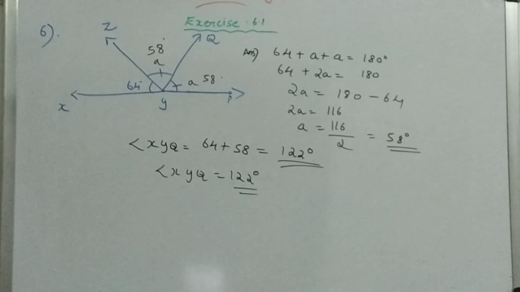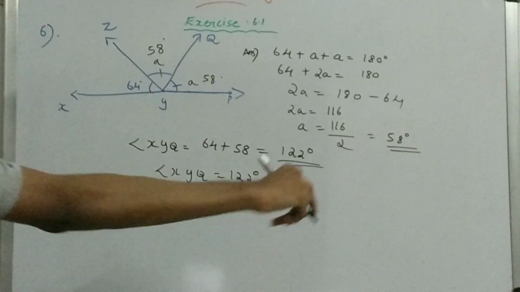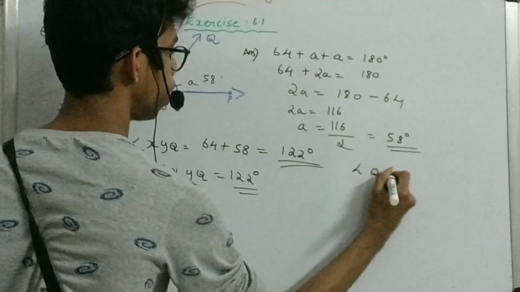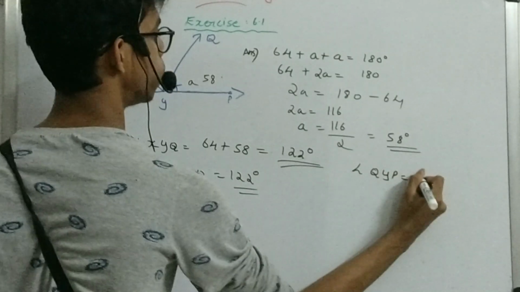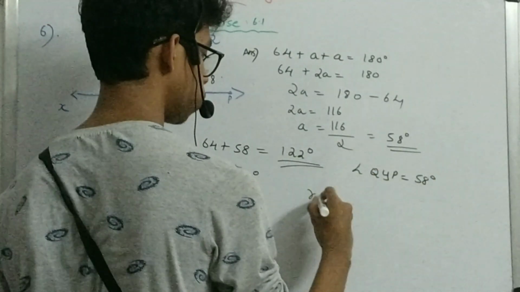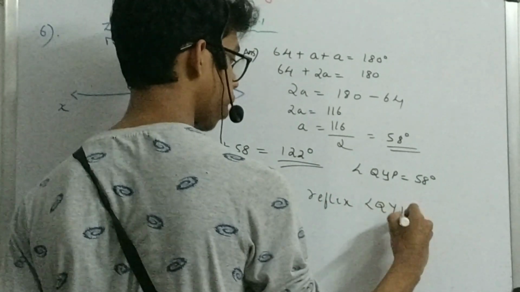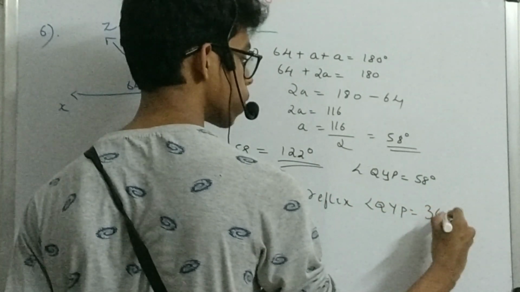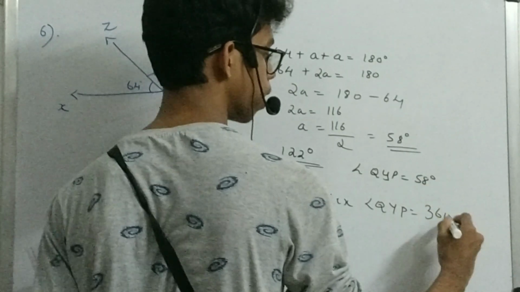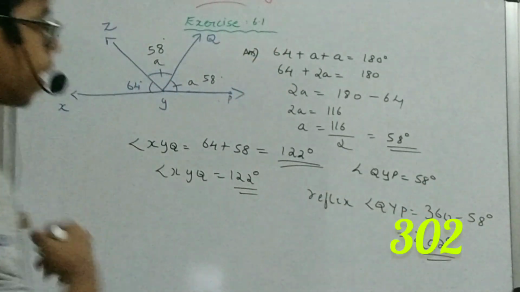Now they have also asked to find reflex of angle QYP. So this is the angle QYP. We know angle QYP is equal to 58 degrees. Now I have told you, when they ask you for reflex, what should you do? Reflex of angle QYP is equal to, we have to subtract this angle from 360. So 360 minus 58 degrees.